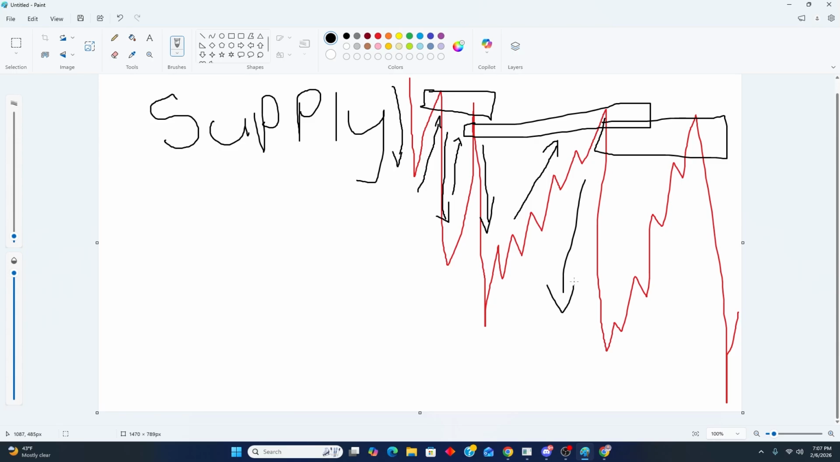How does this connect to structure and levels? Market structure tells us direction. Support and resistance shows us where price reacted before. Supply and demand explains why price reacts.